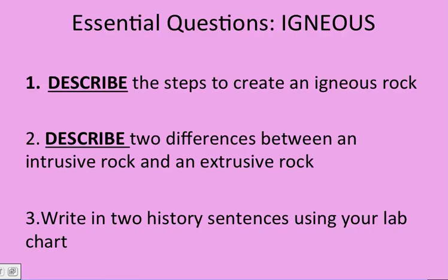Now, we always start with some essential questions, things we do want to know at the end of our discussion in here. So we want to be talking about how do we create an igneous rock? What are those steps needed? We also want to know what are some differences between the two main types of igneous rocks, which are intrusive and extrusive. Hopefully you'll have a good handle on those definitions as we wrap up today. And then we want to be able to write a little history sentence about how that rock came to be. Okay, and that will be evident from looking at the lab today. We are going to look at the rocks and figure a little bit about them.